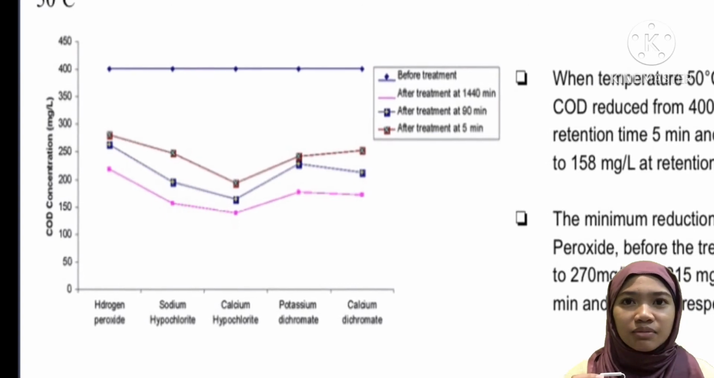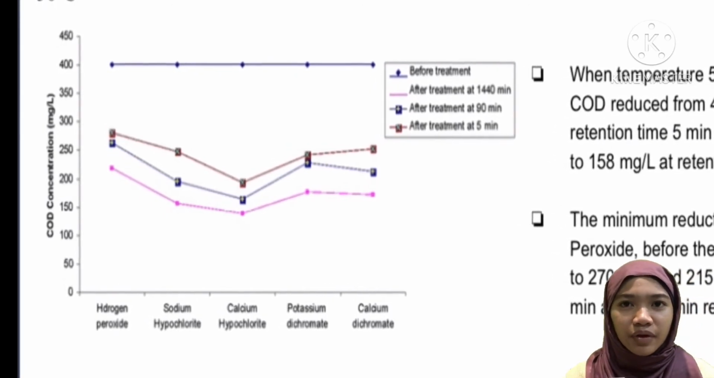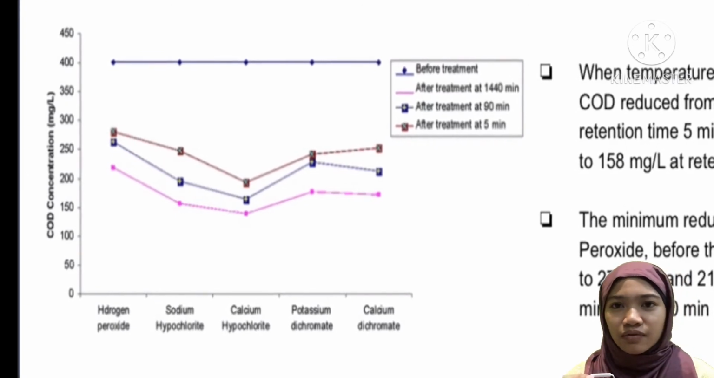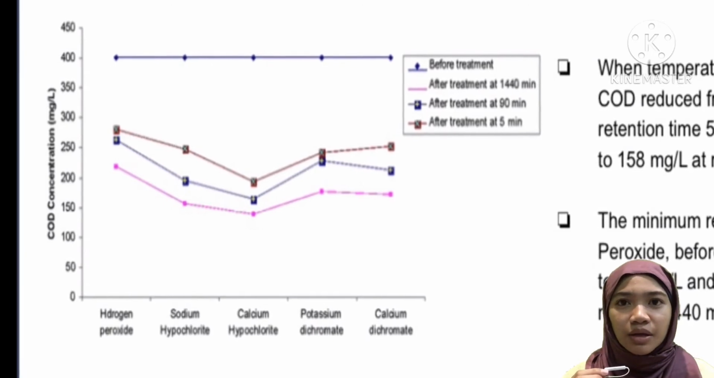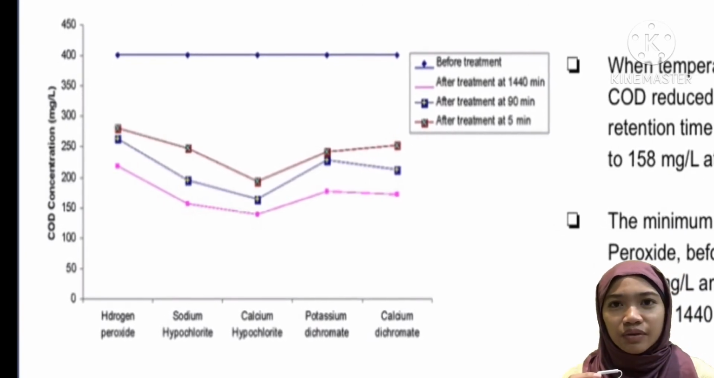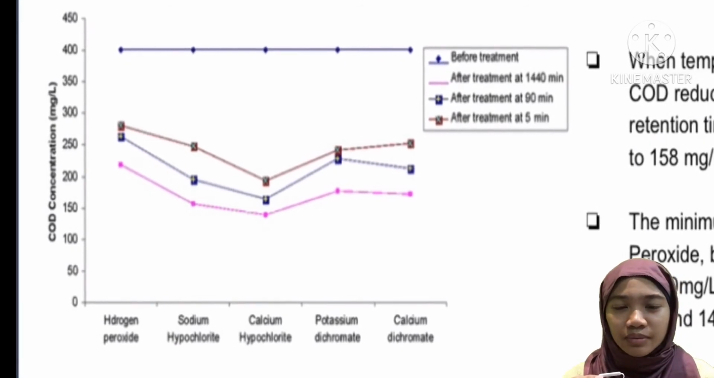Then, the minimum reduction of COD was by hydrogen peroxide, from 400 mg per liter before the treatment to 270 mg per liter and 250 mg per liter at retention time 5 minutes and 1440 minutes respectively.